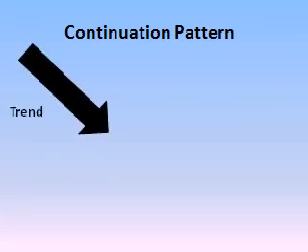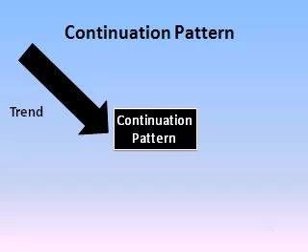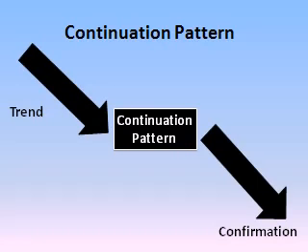So, a fourth scenario. In this case, we have a downtrend, followed by a continuation pattern, and followed by further confirmation. That's basically our four scenarios. A trend moving either up or down, followed by a reversal or continuation pattern, followed by confirmation.